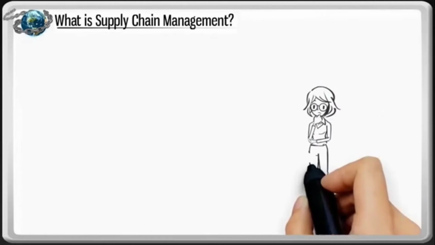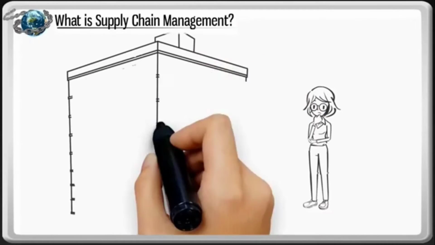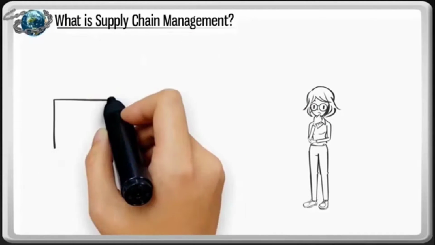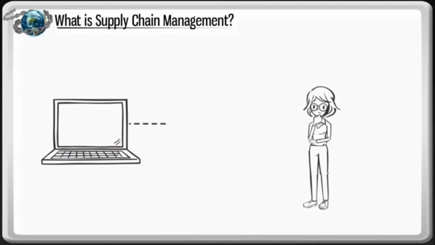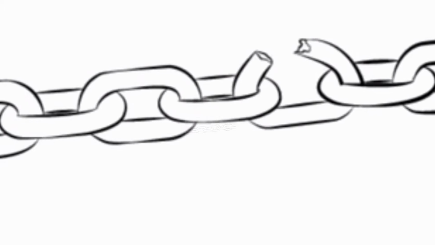What happens when your favorite ice cream isn't on the store shelf? Your vacation gets canceled because you can't find a hotel room, or your favorite website can't get your products. When this happens, it's called a breakdown or missing link in the chain.